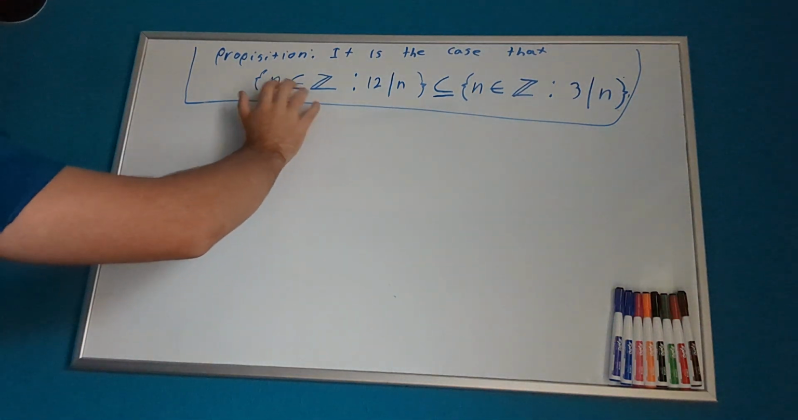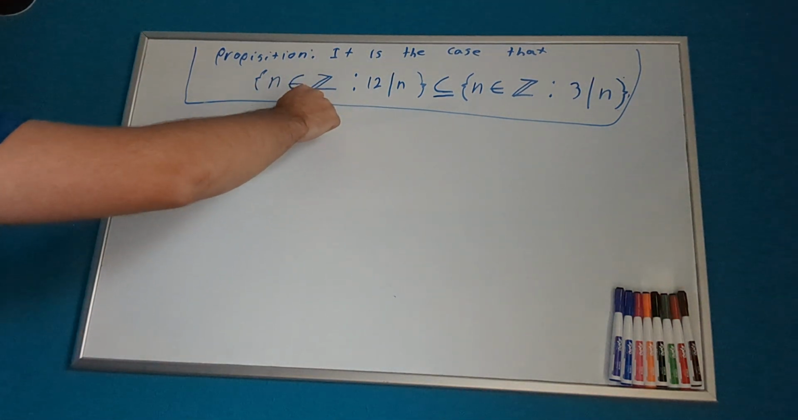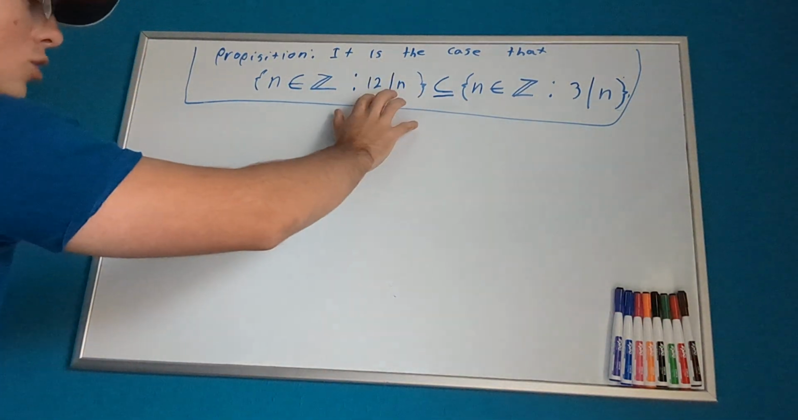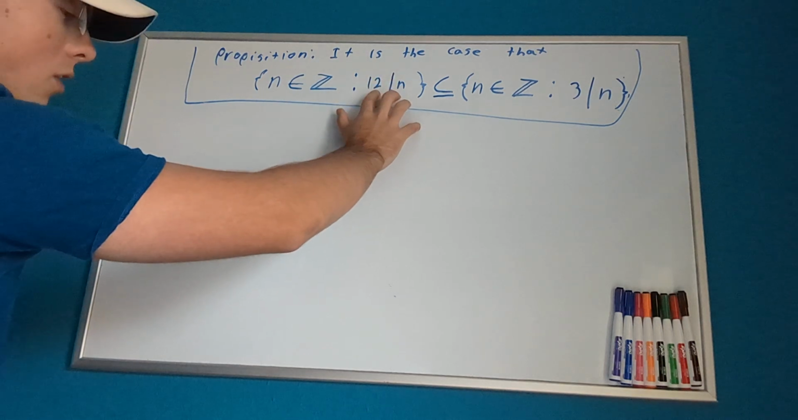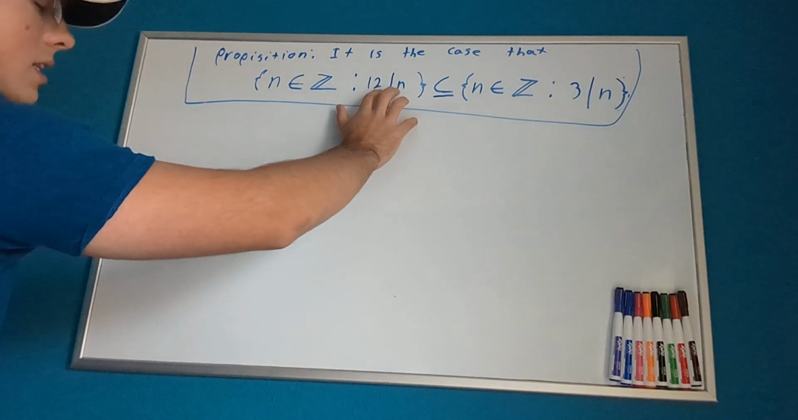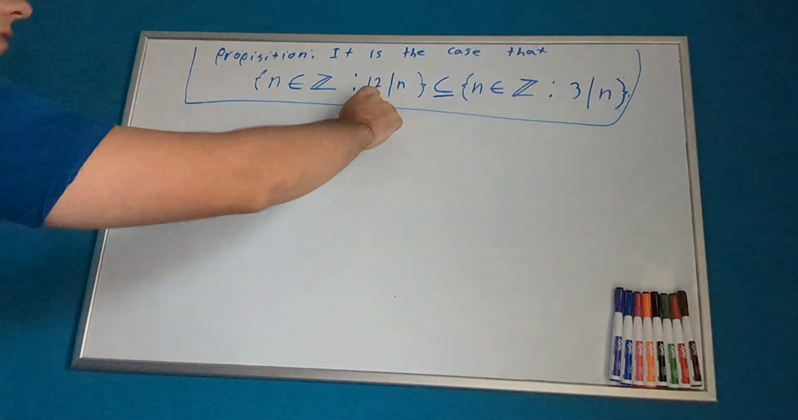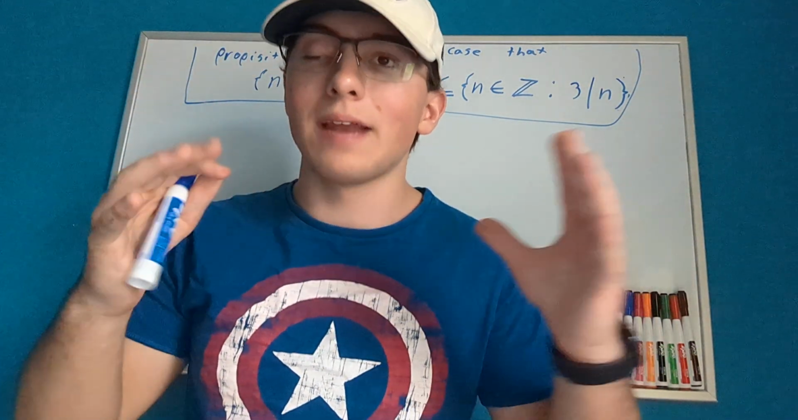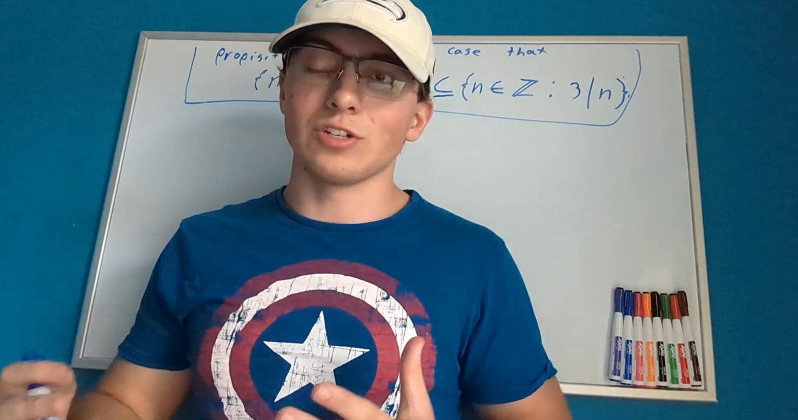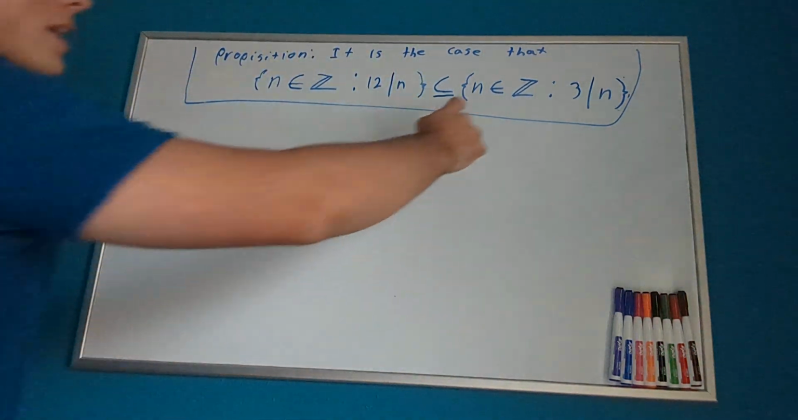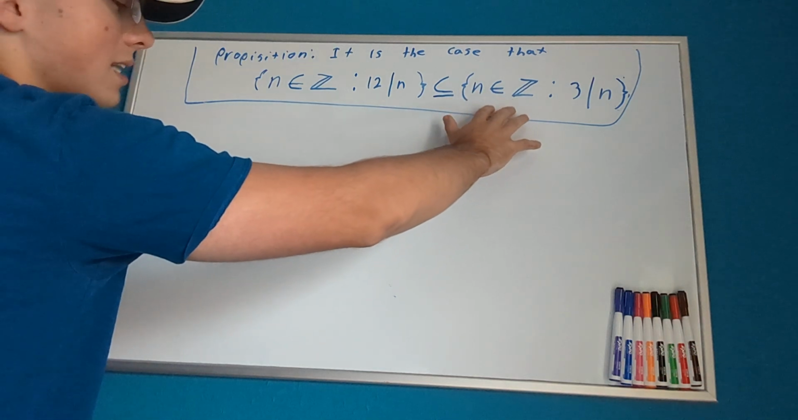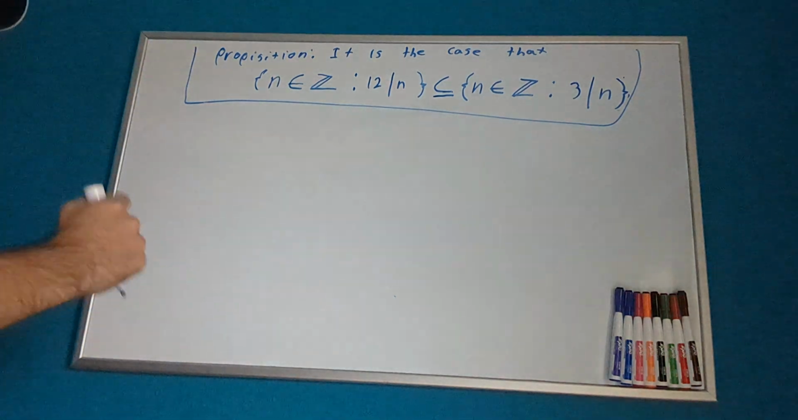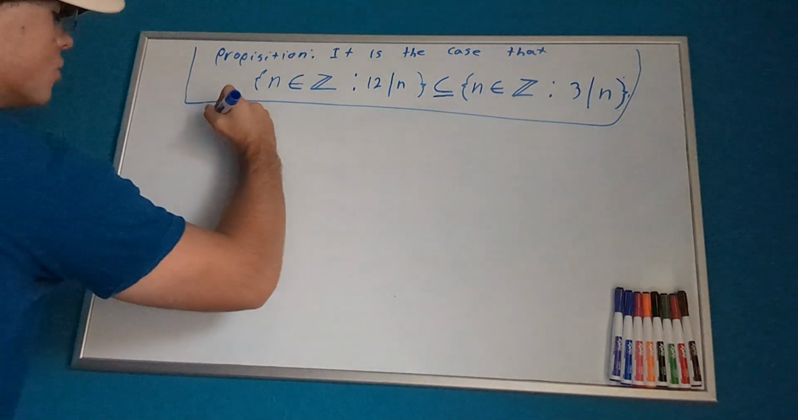So this means that n is inside the integers, right? Meaning n can be -3, -2, -1, 0, 1, 2, 3, right? And then 12 divides n is what this means, okay? This line right here means divides. 12 divides n. And what that means is if you divide n by 12, the result will be an integer, right? Then over here, we have that same thing where n is inside the integers, but this time 3 divides n, okay?